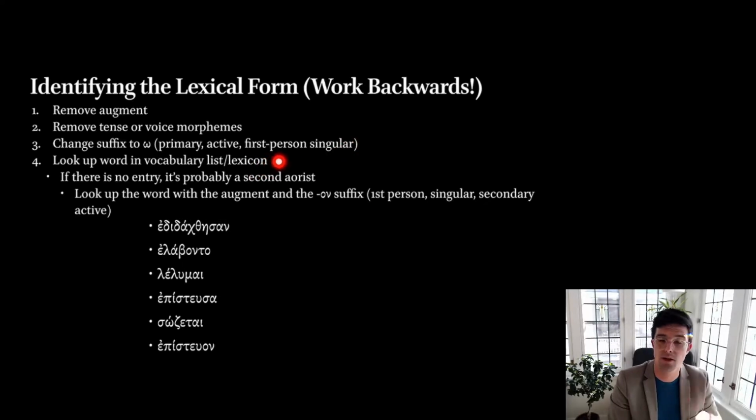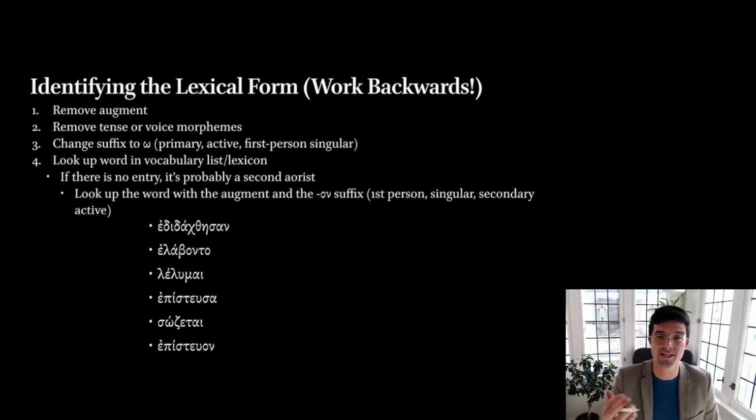And I recommend doing it in Black's vocabulary list first, because he is very good about giving you second aorist forms, which is the sort of caveat we have to go to here. So if you do all this, if you make all these changes and then you look up the word in the vocabulary list and it's not there, then it's most likely because it's a second aorist form.